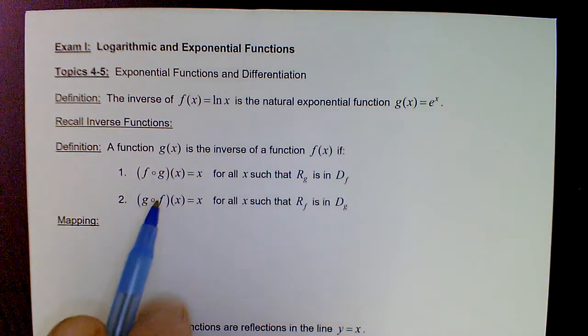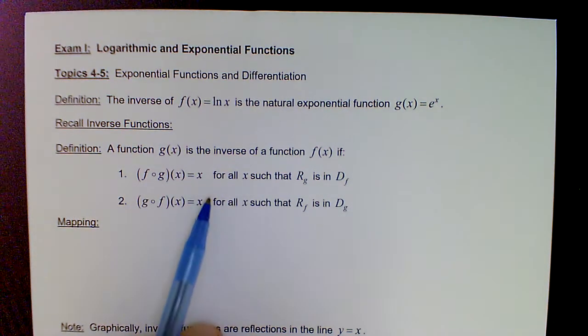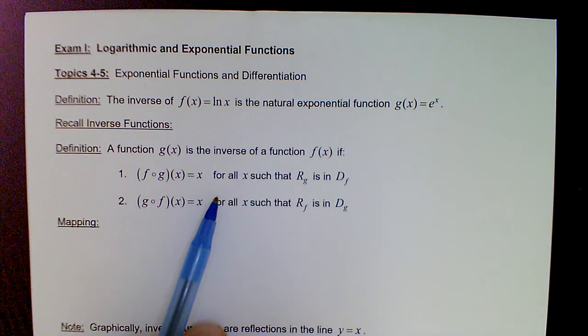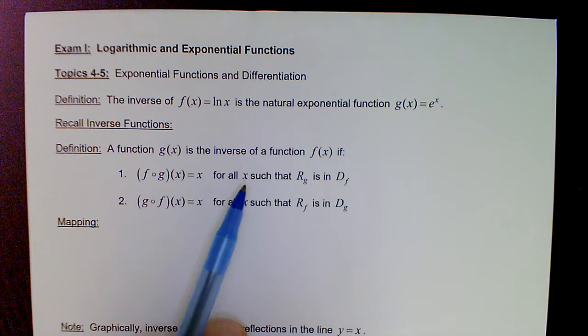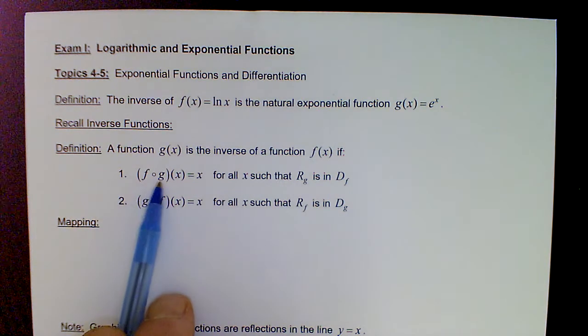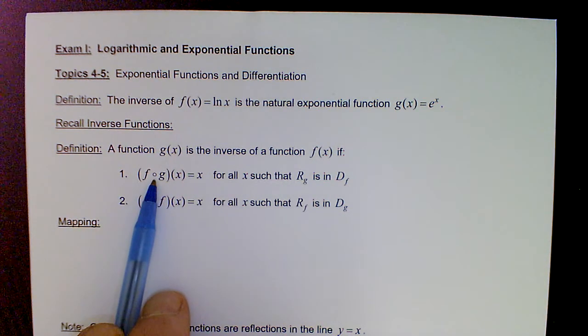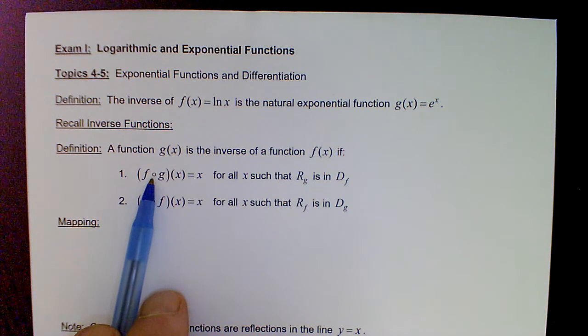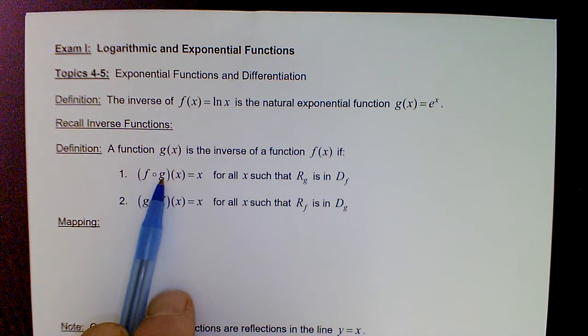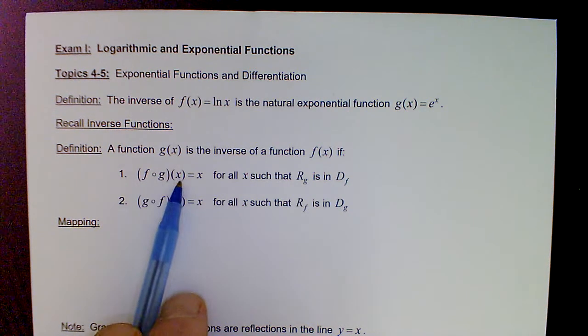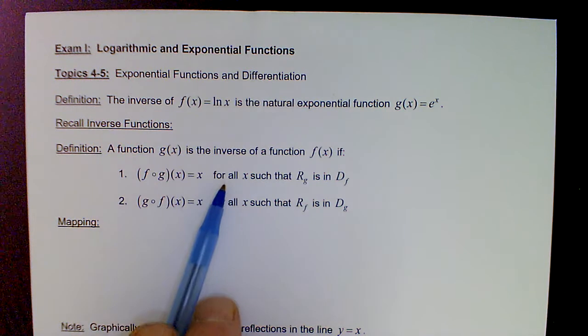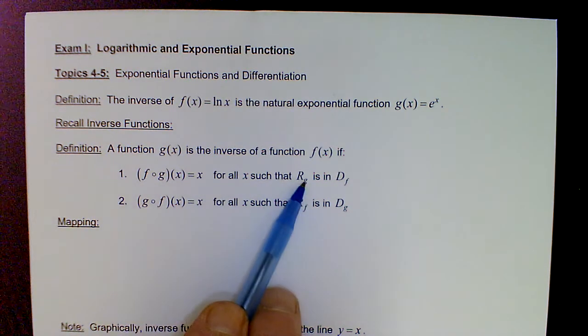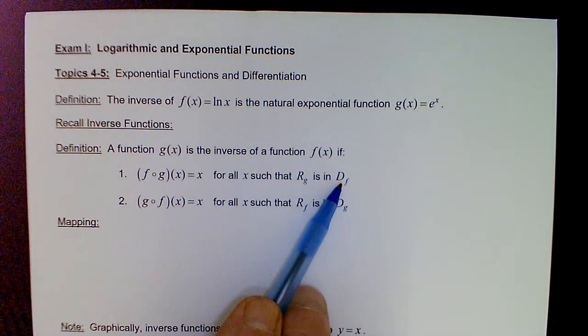And the formal definition for an inverse function, as you should recall from previous courses, is that a function g is the inverse of a function f if the composition f composed with, so remember this little circle symbol, this little bubble symbol, means composition, or you read it as composed with. So f composed with g of x is equal to x, and that has the restriction that for all x such that the range of g is the domain of f.